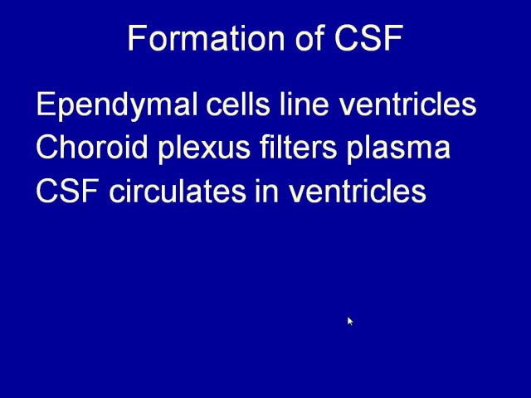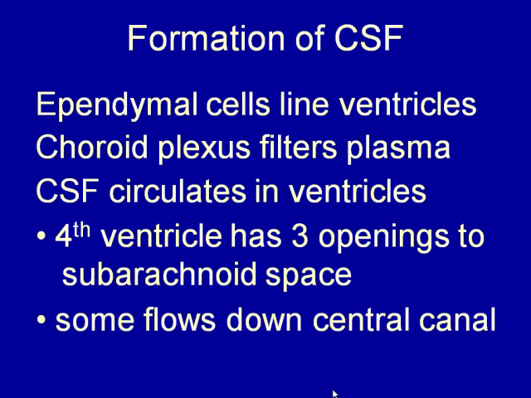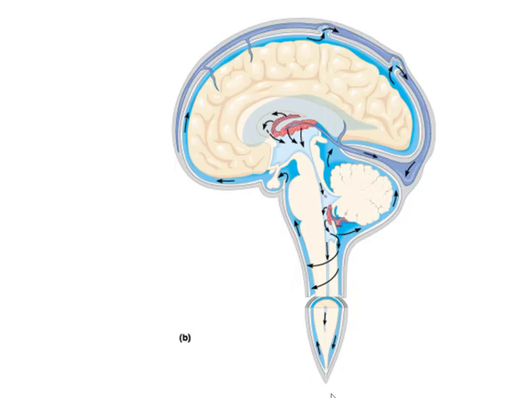The cerebrospinal fluid circulates in the ventricles of the brain and down the central canal, but in the fourth ventricle there are 3 openings into the subarachnoid space on the outside of the brain and spinal cord, and so cerebrospinal fluid can get out there to flow around the brain and spinal cord. After it's made its circuit, it's reabsorbed by the arachnoid villi, which are up in the top of the brain.